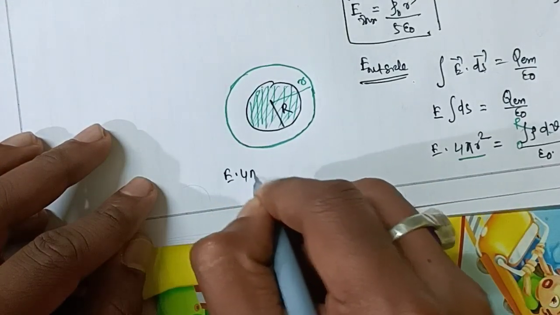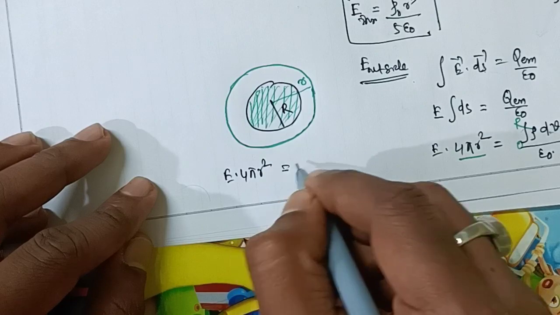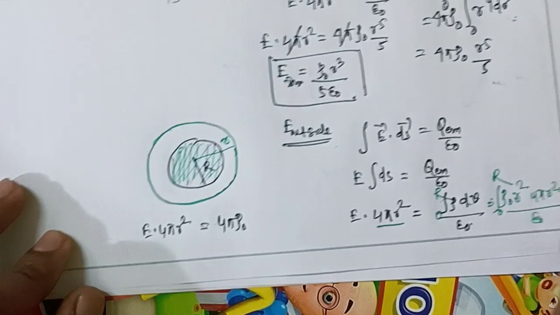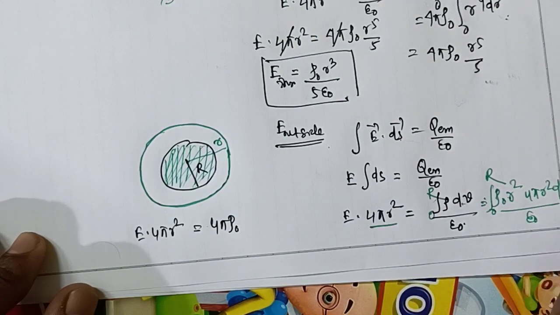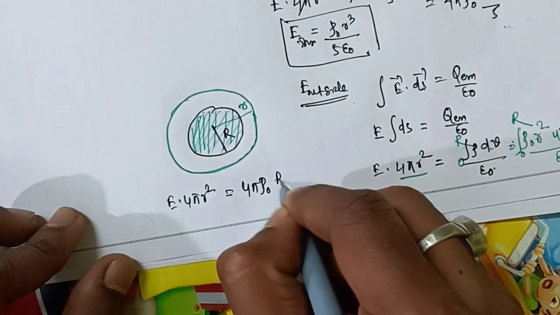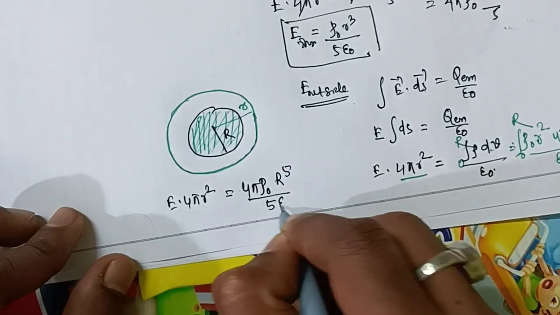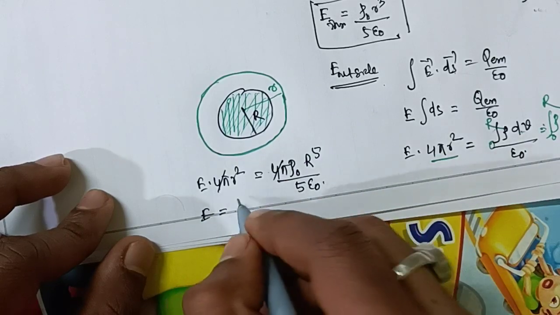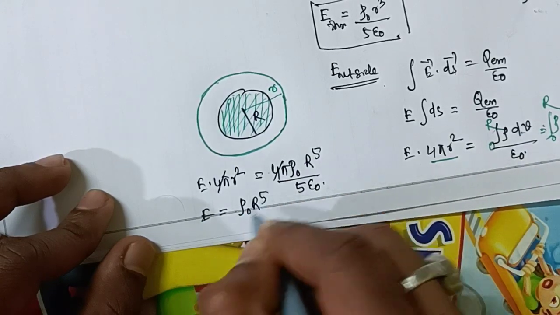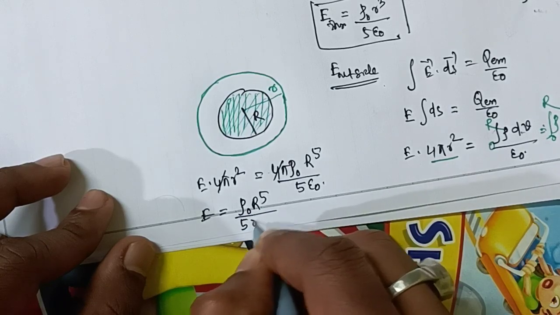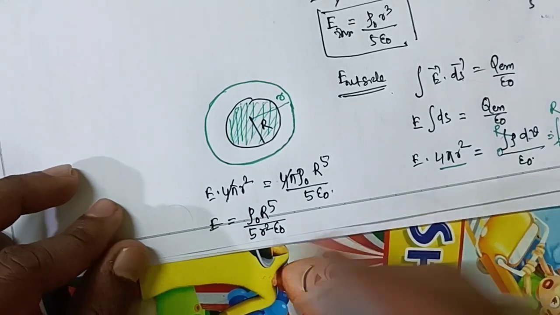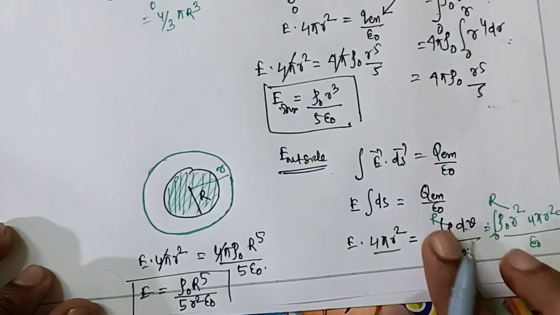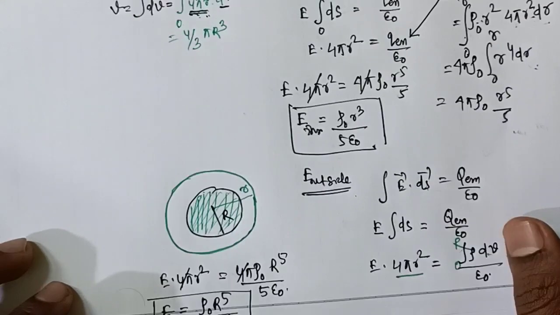This is E into 4 pi r square. The right side is nothing but 4 pi rho naught r square, that is r⁴ dr. If I do integration, this is R⁵ upon 5 epsilon naught. So let us cancel out the things. What expression is coming? The expression is rho naught R⁵ upon 5 r square epsilon naught. I hope the scenario is pretty clear. In two regions, we can easily find the expression of electric field in the two regions.